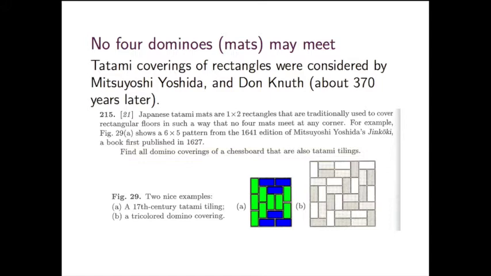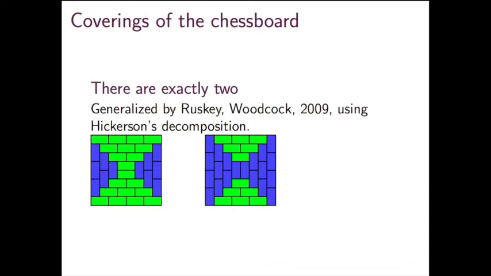Don Knuth's question about this was to find all domino coverings of a chessboard. He calls these tatami tilings. I differ in that for various reasons. So there are exactly two. Here are a couple of chessboards which have been covered by tatami tiles, and this generalization was found by my advisor Frank Ruskey and another one of his students, Jenny Woodcock, shortly before I started working on tatami. We're going to use these coverings in a proof in a few moments, so we'll remember that there are two.